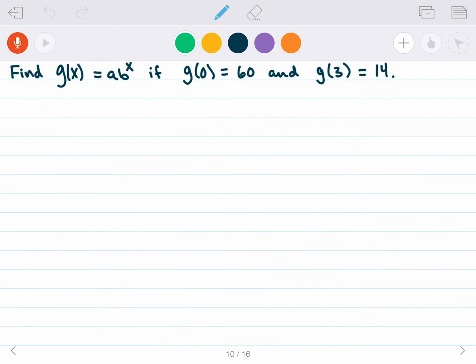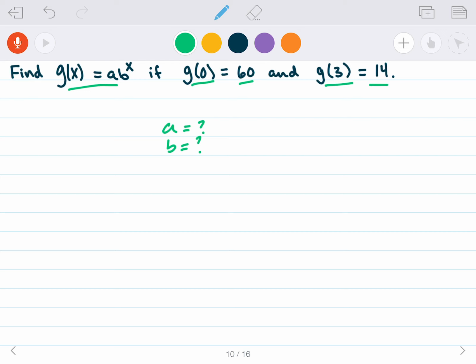Okay, so let's do this example. So we have g of x is an exponential function. It's in exponential function form. It says if g of 0 equals 60 and g of 3 equals 14, find g of x. Okay, so what we're really trying to do is figure out what a is and what b is. Once we have those two things, we have our answer.